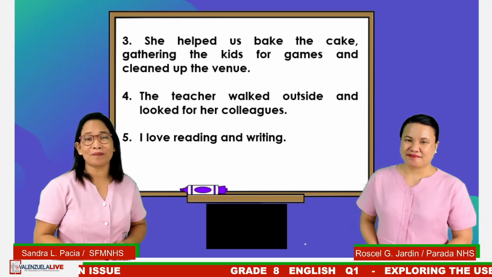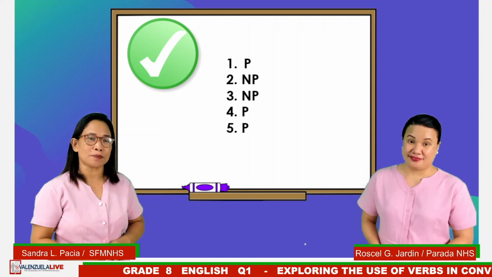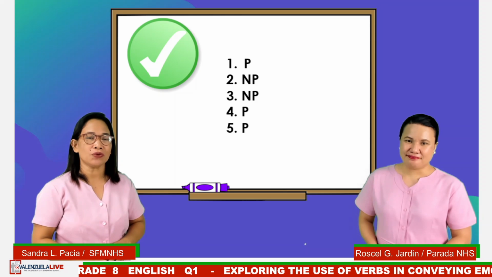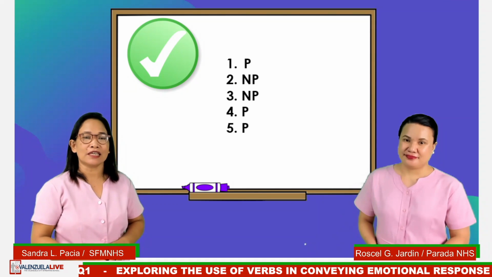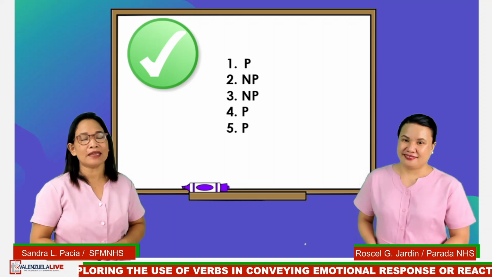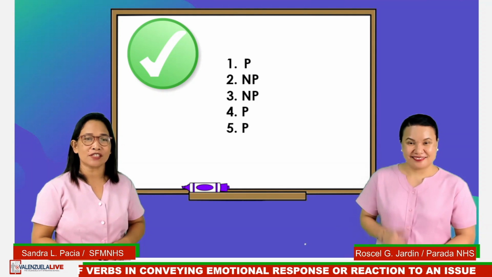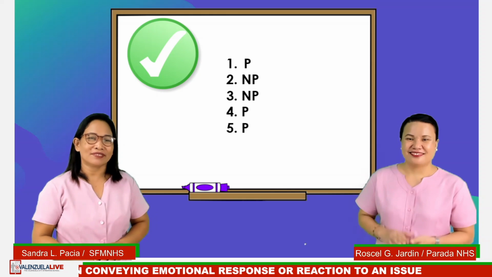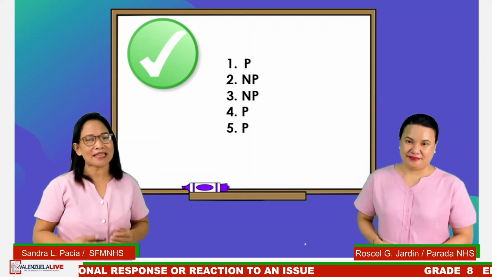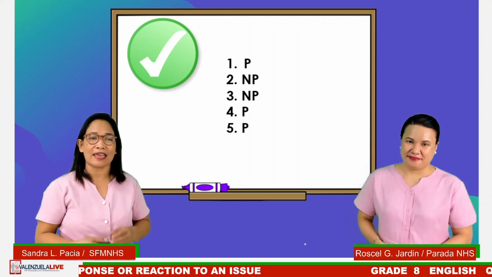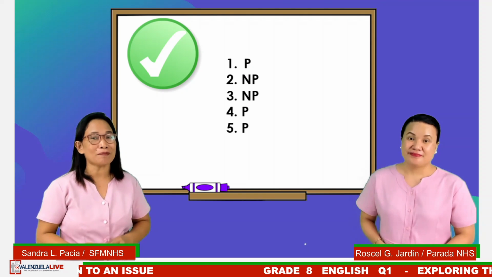Your time is up. Let us check your answers. Number 1 is P. Number 2, NP. Number 3, NP. Number 4, P. And number 5, P. Did you get all the correct answers? Good job. If not, it is all right. I know that you can do better in the next activity. And remember, there is always room for improvement.